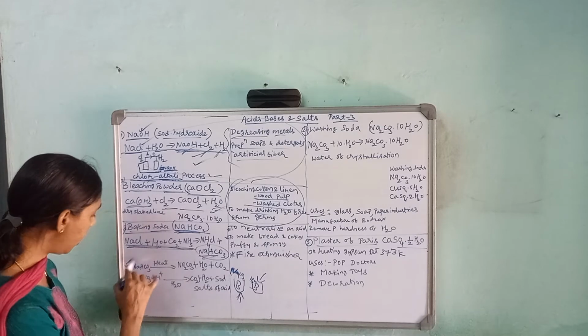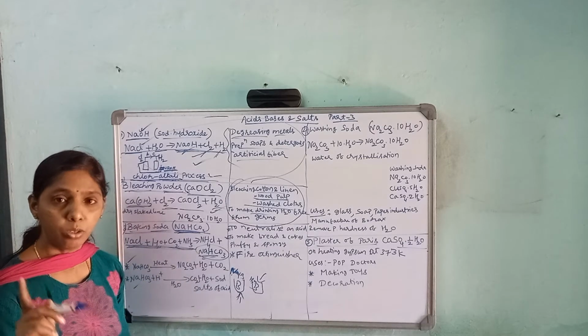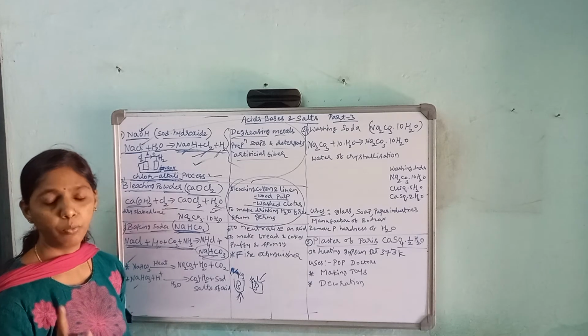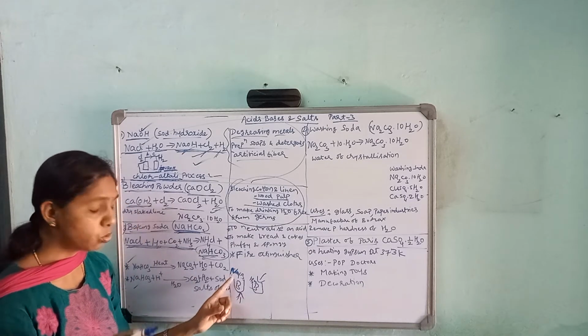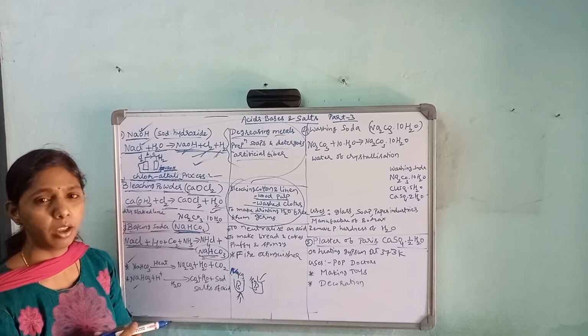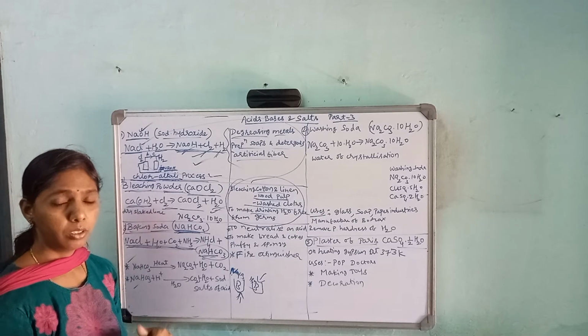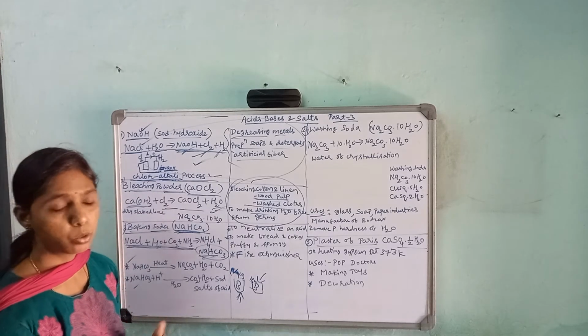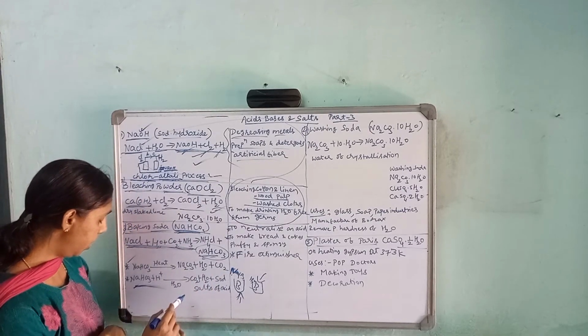So here are the two reactions, very important reactions. What will happen when you heat baking soda? When we heat baking soda, it becomes sodium carbonate. That means we get washing soda. What will happen when you add water to the sodium carbonate? Here is the second reaction.